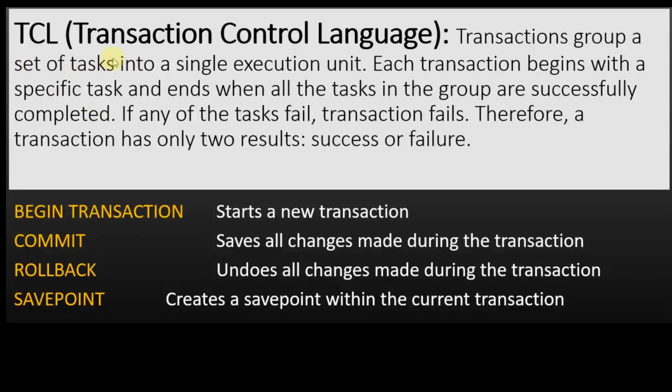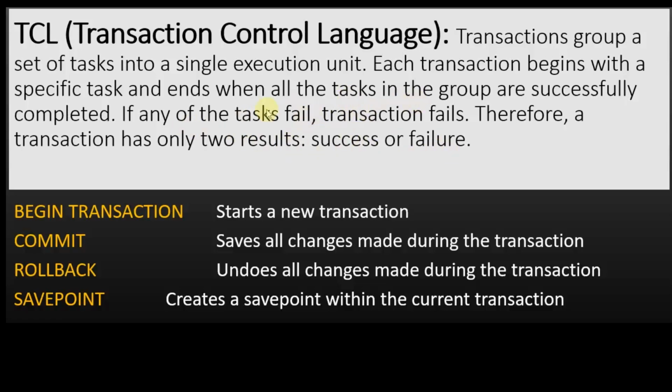The next is TCL, Transaction Control Language. Here the transactions group a set of tasks into a single execution unit. Means there are many SQL transactions in a group, and the group is considered as a single unit. Each group begins with the begin statement. Each transaction in the group begins with a specific task and ends when all the tasks in the group are successfully completed. So there will be two results: only success and failure.